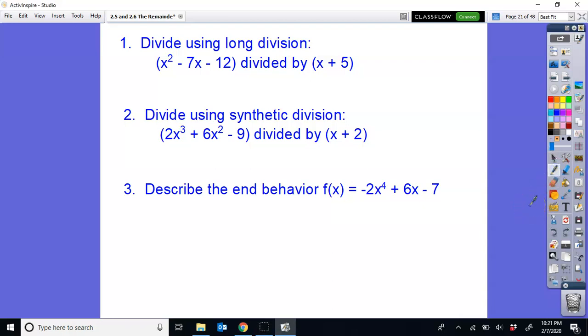Alright, so here's your Digital Learning Day lesson. It's got a little bit of review of what we've been doing the past few classes, as well as some tie-in to what we're going to be doing over the next couple of classes. So, in these 3 problems right here, you may want to pause the video and try these 3 problems before you move on through the video and see the solutions. It'll be good practice, good review.